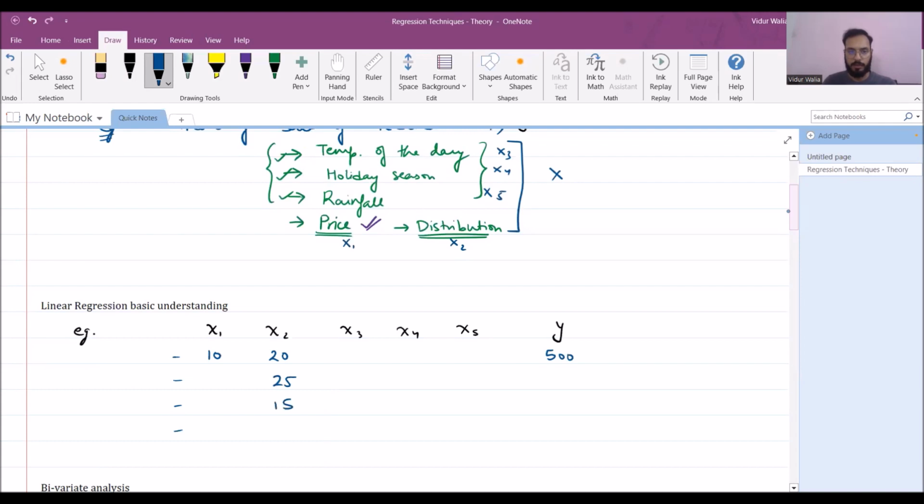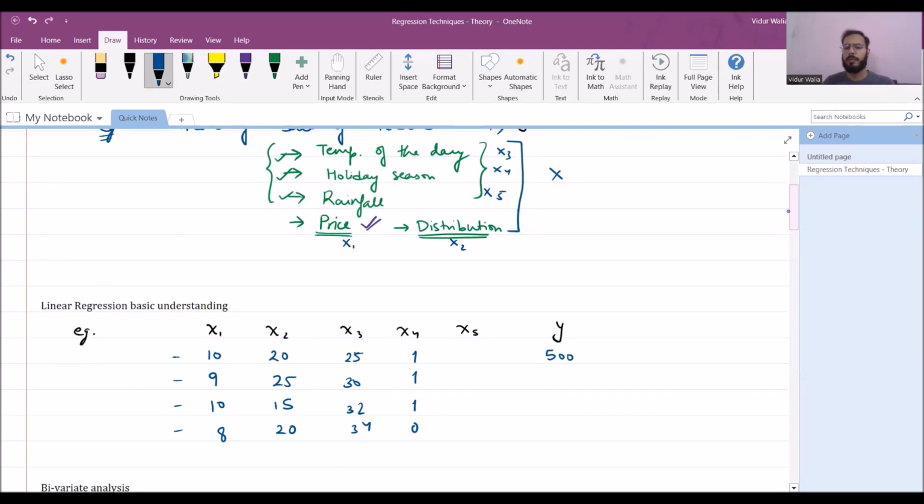25, 15, again 20, right? Let's take price as 9 rupees, let's take price as 10 rupees, and let's take price as 8 rupees. Then temperature of the day could be 25 degrees Celsius, 30, 32, 34. Holiday season is yes. 1 stands for yes, and 0 I'm denoting as no as of now, right? Then I have rainfall.